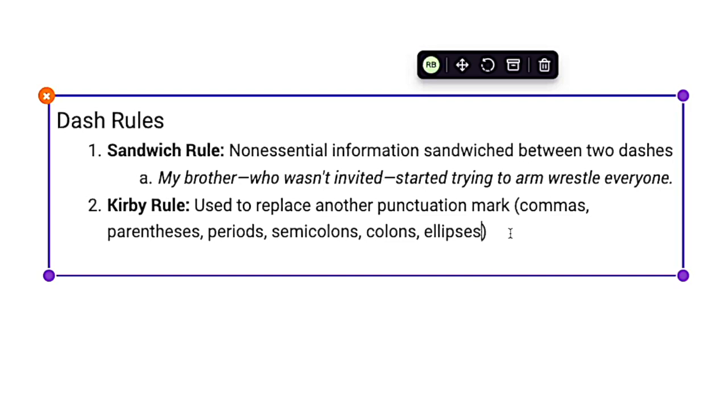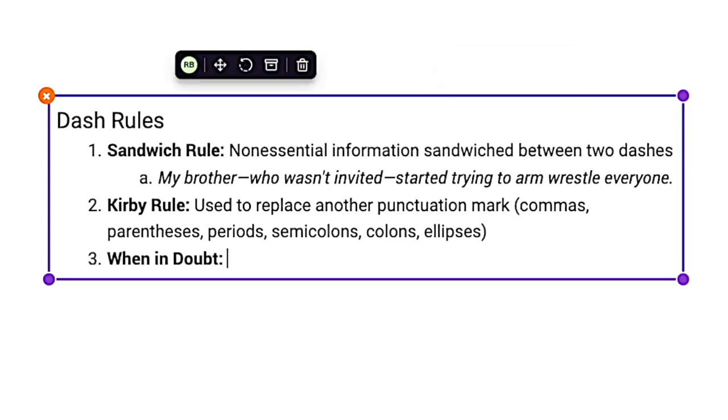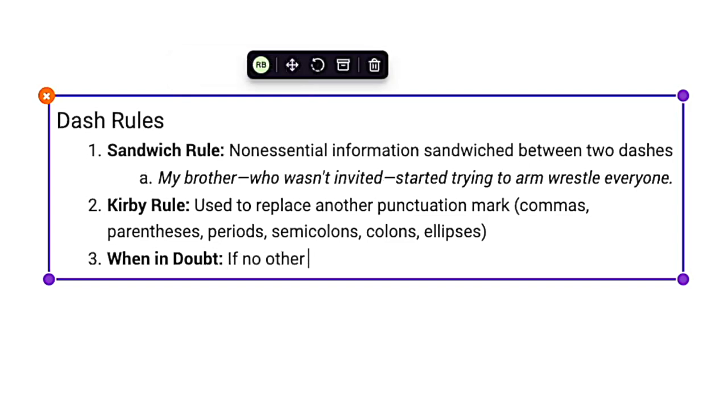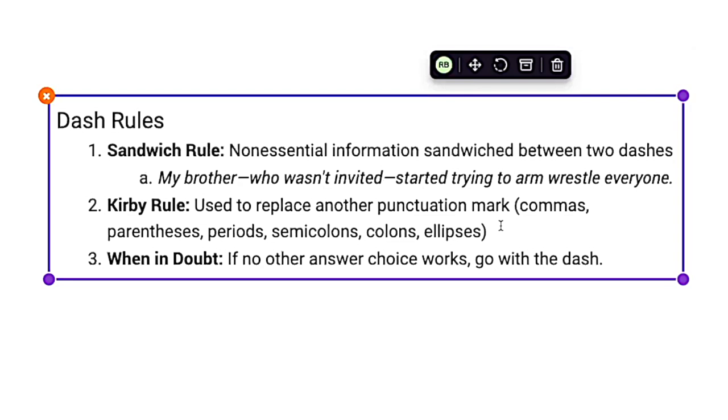And this actually sort of leads to rule number 3, which is when in doubt. And my when in doubt rule is if no other answer choice works, that is to say you've actually eliminated all the other answer choices, go with the dash, because chances are it's doing something that works that perhaps you're just not as familiar with. We'll come back to this in a second, but let's go back to the Kirby Rule.